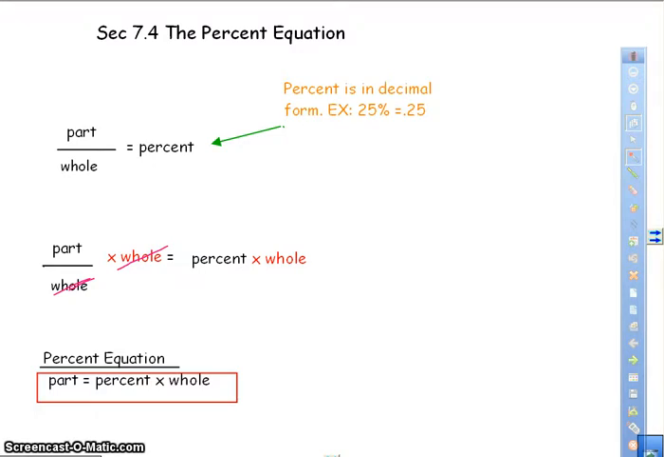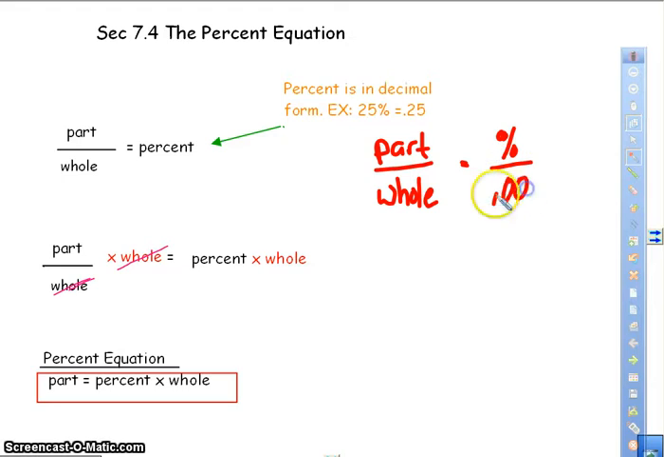We know that from our percent proportion that the part over the whole equals the percent, and normally we would write it as part over whole equals the percent number over 100. Okay, and we know that that percent number with the percent sign by itself, this whole thing represents the percent. So we have part over whole equals percent.